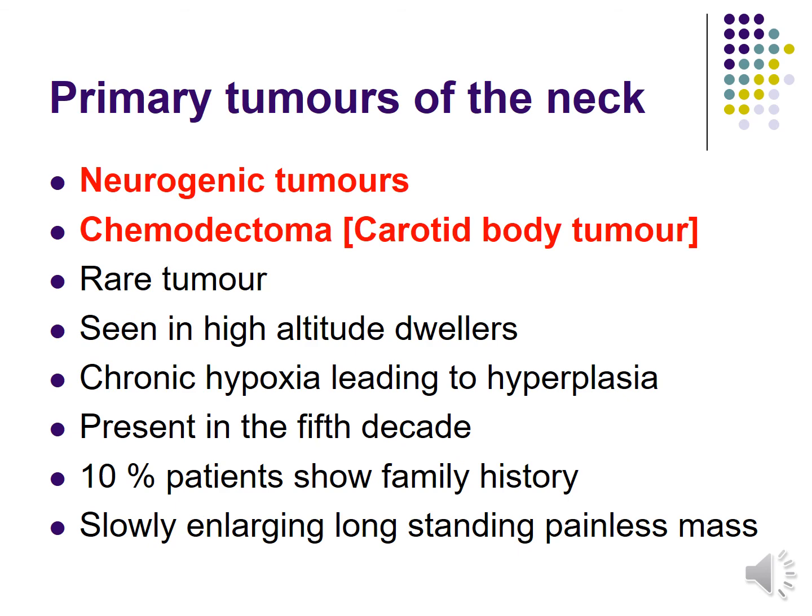The primary tumors of the neck: the neurogenic tumor, chemodectoma, carotid body tumor. It is a rare tumor seen in high altitude dwellers. Chronic hypoxia leads to the hyperplasia. Present in the fifth decade. 10% of patients show a family history. A slowly enlarging, long-standing painless mass.